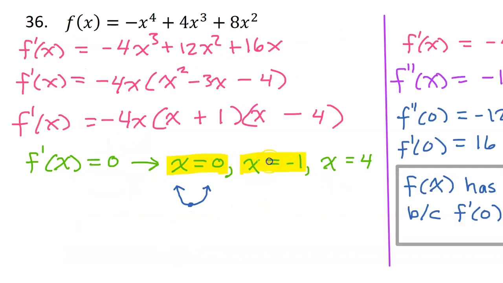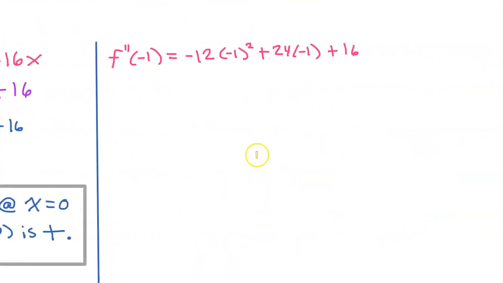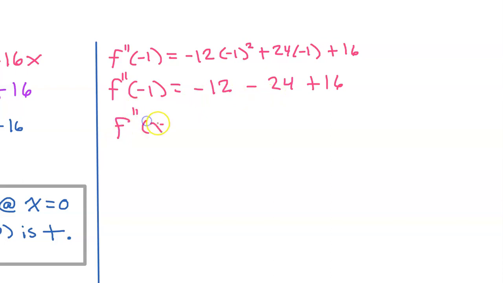Next, let's check x equals negative 1. So we substitute that into the second derivative, and we just care about whether or not this is positive or negative. So if you take negative 1 and square it, that just becomes a positive 1. 24 times negative 1 is negative 24 plus 16. We don't actually care about the final answer, but at this stage it's easy to see that the answer is going to be negative. So f double prime at negative 1 is less than 0.